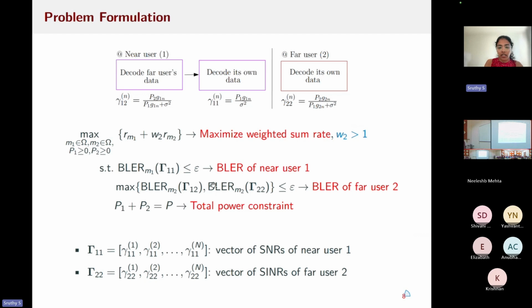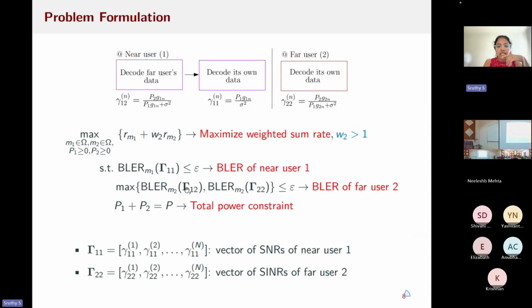And since the far user's data is decoded twice, we have two block error rate constraints for that user. So we say that the maximum block error rate should be less than or equal to epsilon, the threshold, and then there is a total power constraint. Here we want to find M1 and M2, which are coming from a discrete set, and P1 and P2 are the continuous power variables. So since M1 and M2 come from a discrete set, this problem becomes combinatorial in nature. And we can also see that these are vectors of SNRs because of the frequency selective channels.